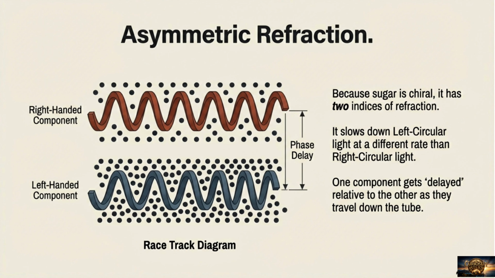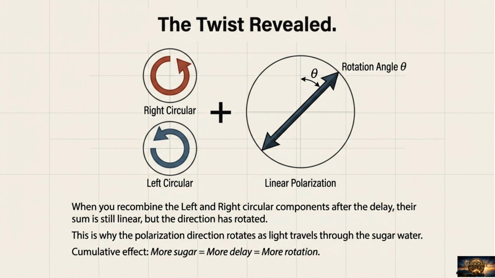Because sugar is chiral, it has two indices of refraction. It slows down left circular light at a different rate than right circular light. One component is delayed relative to the other as they travel down the tube, known as phase delay. When the left and right circular components recombine after the delay, their sum is still linear, but the direction has rotated by an angle theta. This explains why the polarization direction rotates.